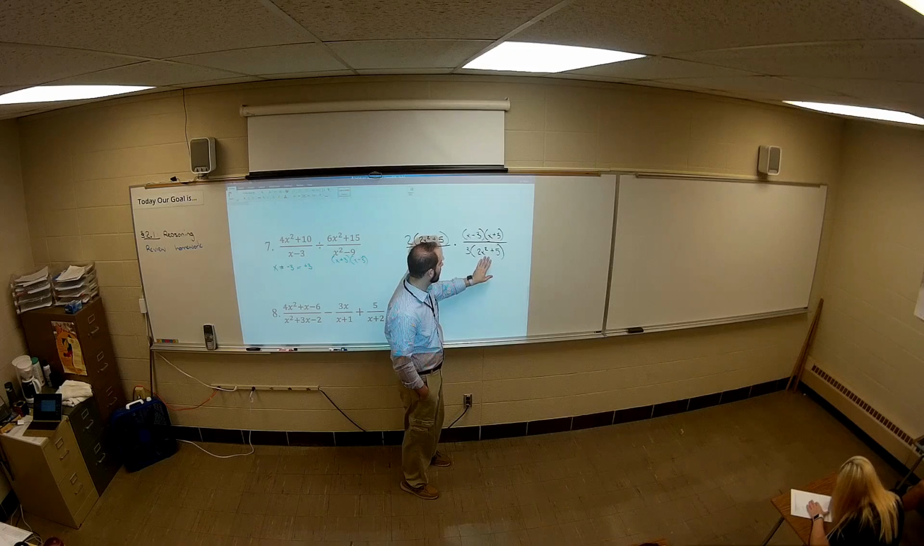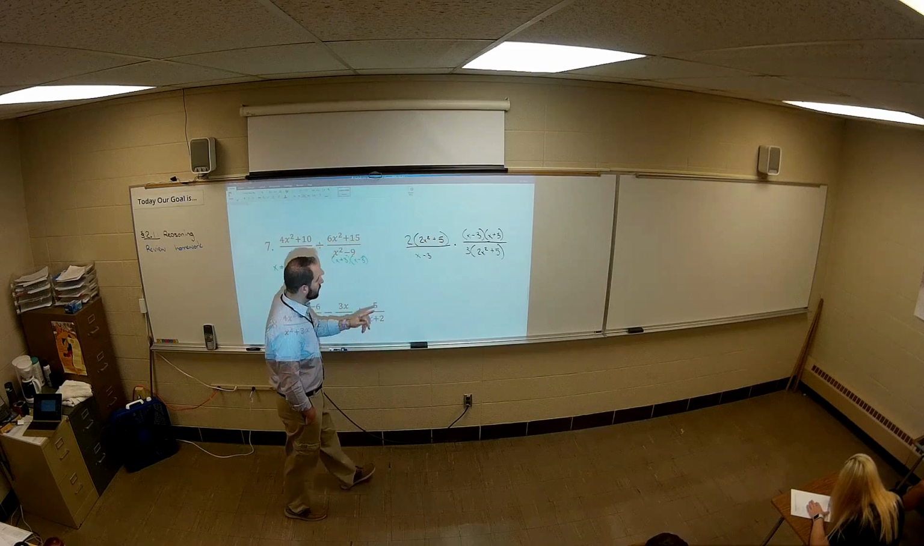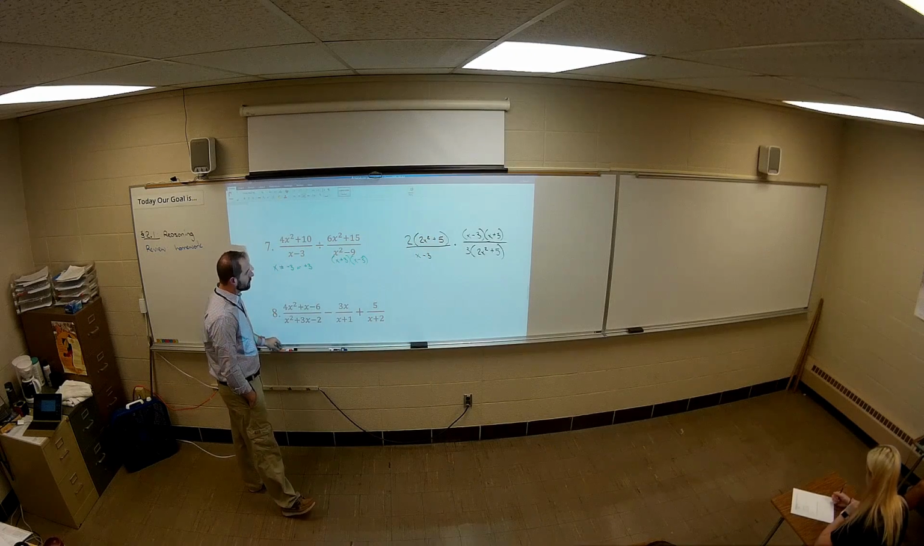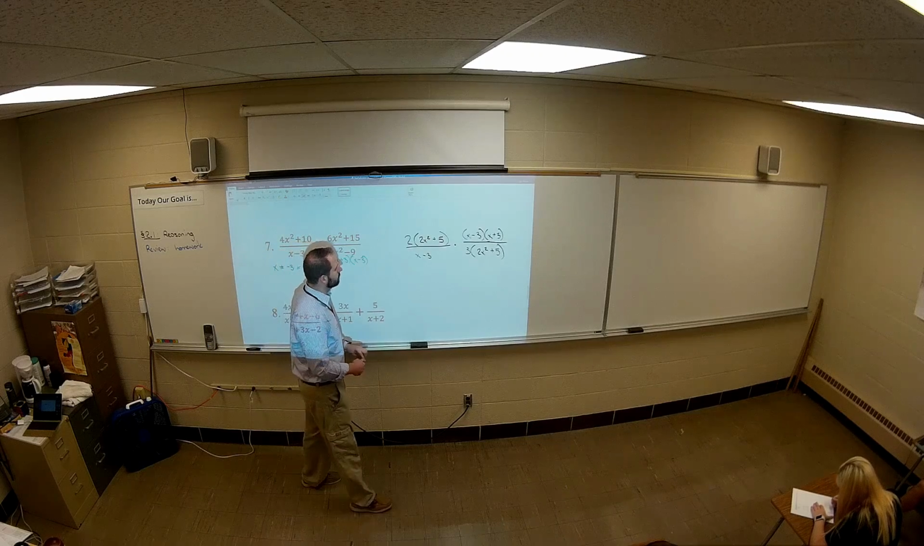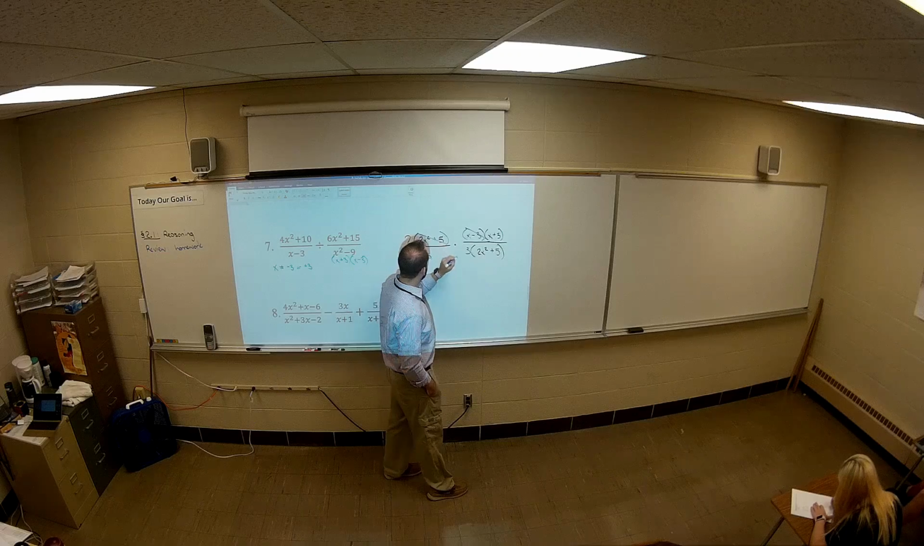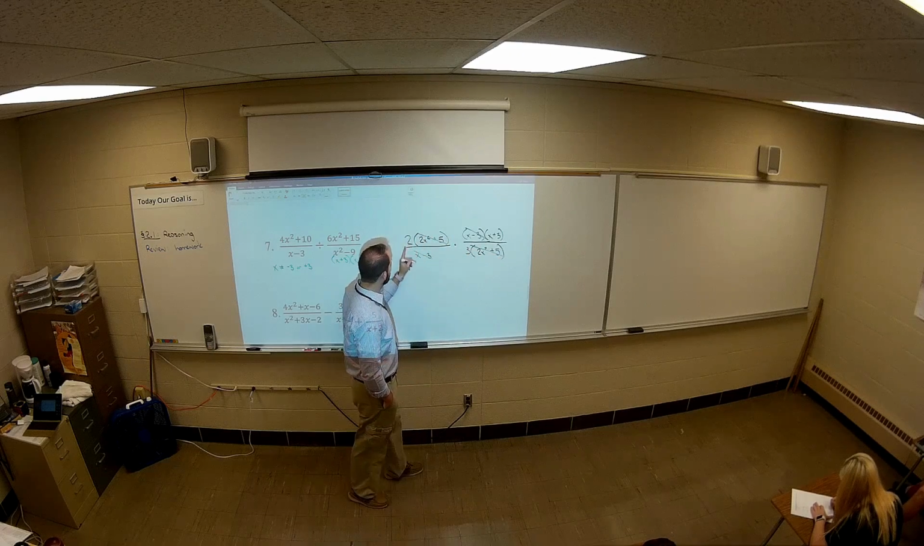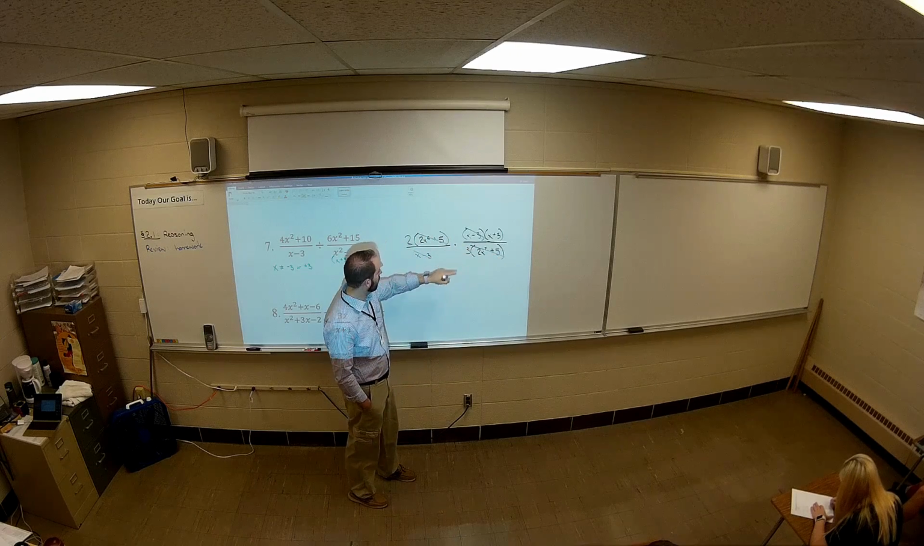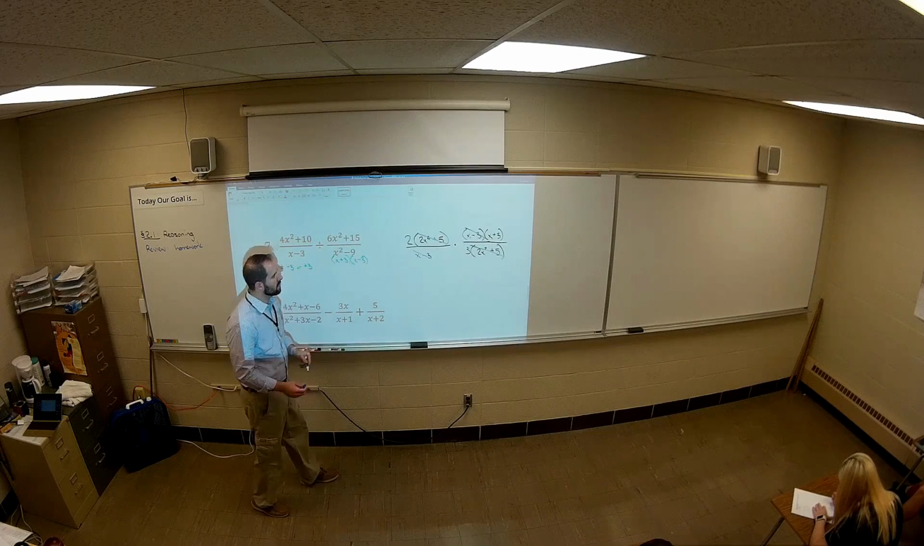There's no exceptions to that. But things canceled, correct? What items canceled? X minus 3. So the 3's are gone. And then 2x plus squared plus 5. What we're left with is just that stuff on the top and the 3 on the bottom. Okay? And that's your final answer.